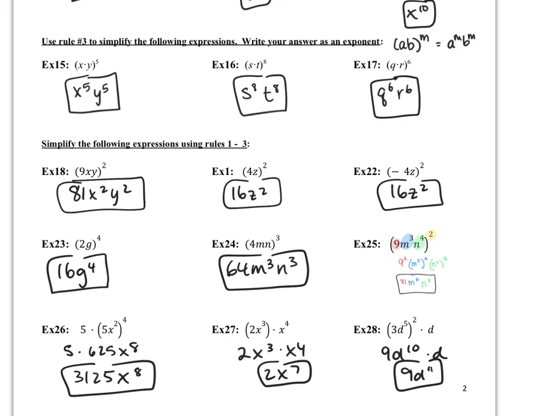Here I have 2x to the 3rd times x to the 4th, x to the 3rd times x to the 4th. My shortcut says if I'm multiplying, I get to add, so 2x to the 7th. Here I need to have both 3 and d to the 5th be raised to the 2nd power. 3 to the 2nd is 9, d to the 5th to the 2nd is d to the 10th, times d to the 10th times d would be d to the 11th, 9 d to the 11th.